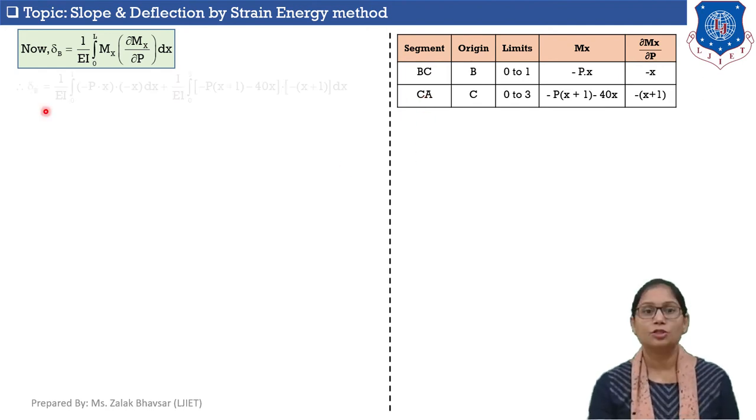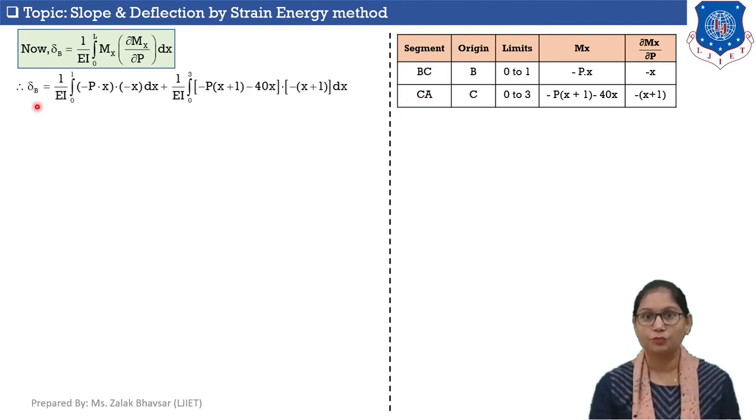So delta B is equal to, for the first segment BC, 1 upon EI integration of, here for segment BC, Mx is equal to minus P into x. So here I mentioned minus P into x. Now for segment BC, del Mx by del P is minus x.